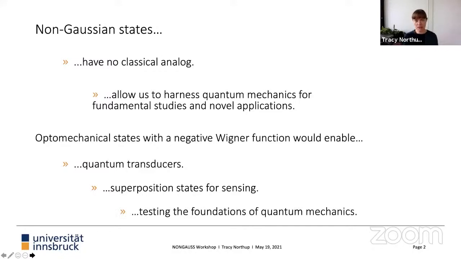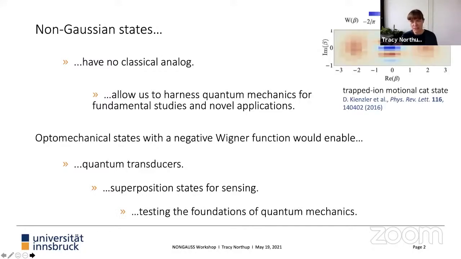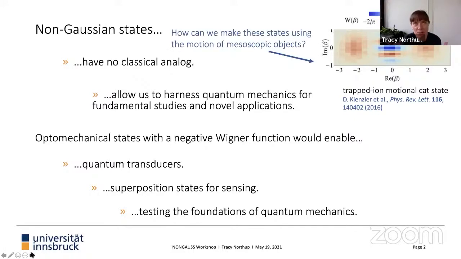quantum mechanics. And so I'd like to show as an inspiration an image from Jonathan Holmes' research group from about 5 years ago, looking at a cat state for the motion of trapped ions. So clearly a non-Gaussian state that they were able to map out. And so looking at this wonderful example from ion traps, you can ask now, how could we make these kind of states based not on the motion of trapped ions, but the motion of mesoscopic objects?